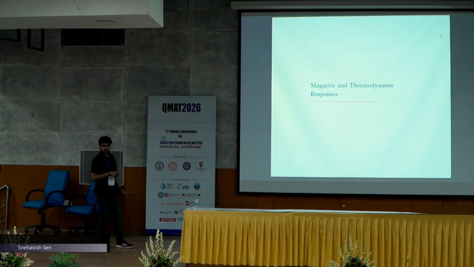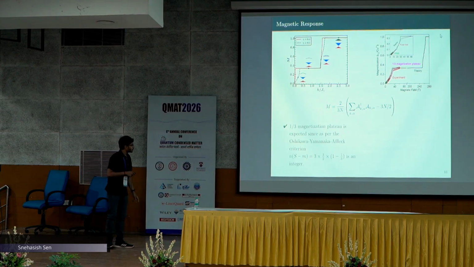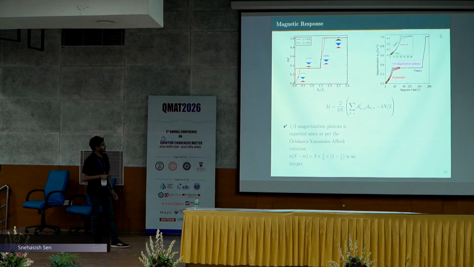Now, we have also calculated magnetic and thermodynamic responses. They have a 1/3 magnetization plateau from the experiments as well as from the DMRG, and as you can see here we are exactly getting that 1/3 magnetization. This is also obvious from the Oshikawa-Yamanaka-Affleck criteria. To get a sense of why this plateau is forming, you can think of it as because 2 bands out of the 3 are being filled here. So, if you calculate the magnetization, you get 1/3.